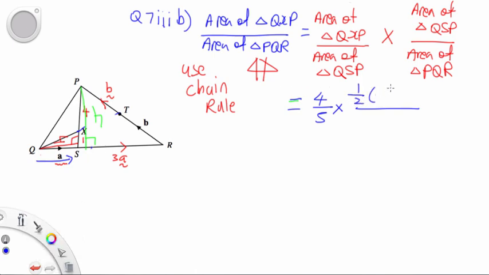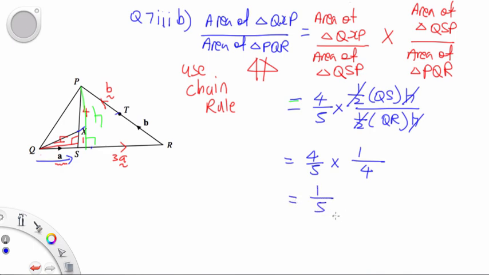Once you have done this, use half times base times height. So for QSP, the base must be QS. For PQR, the base must be QR. Again, half can cancel off, H and H can cancel off. That means you are left with QS over QR. Look at the ratio in the diagram. I have 1 unit, QR altogether is 4. Multiply them. The answer you get should be 1/5.